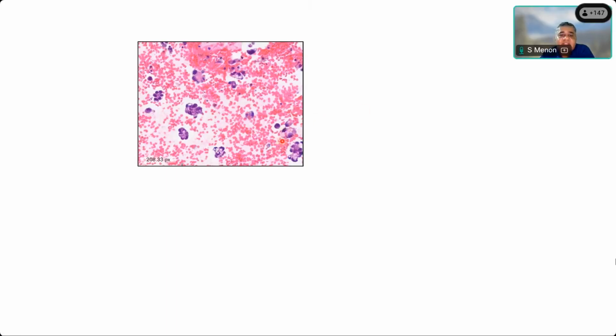So there are these clusters of cells with vacuolations. So they look like adenocarcinoma. So in general, when we look at a cytology fluid cell block, in our day-to-day practice, most of us would end up calling a positive cytology as metastatic adenocarcinoma.